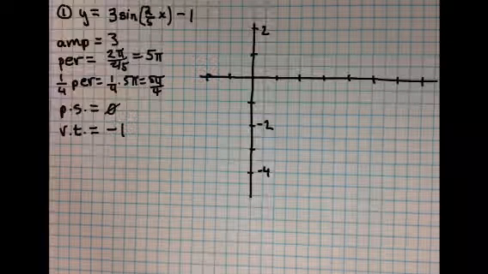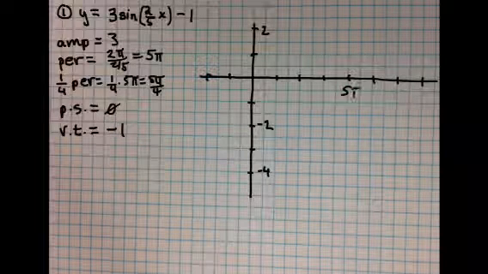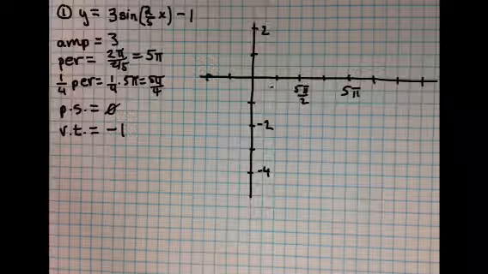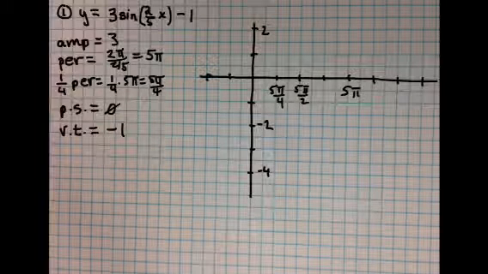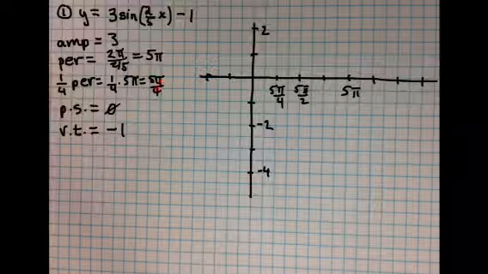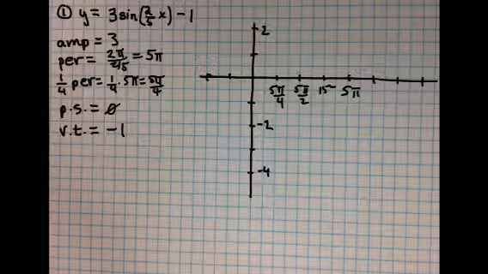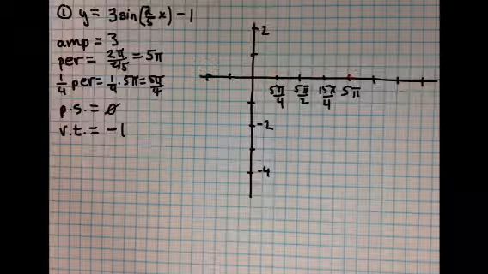Okay, so we use that information. The fourth tick mark, 1, 2, 3, 4 on the x-axis is 5 pi. Half of that would be 5 pi over 2, and half of that would be 5 pi over 4, which matches with what we have right here as a fourth of the period. So every tick mark is 5 pi over 4. That means the third tick mark would be 15 pi over 4, and that's one period from here to here.